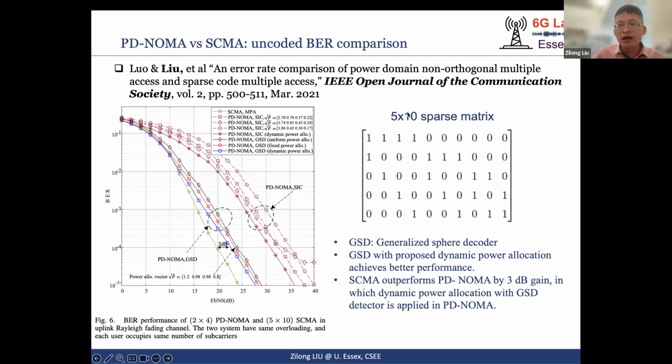In this case, we consider a 5 times 10 sparse matrix where every user is given 5 subcarriers, all right? However, among these 5 subcarriers, we only send out our signal over 2 subcarriers. So now we can see that both systems will have the same diversity order of 2. Okay, so it is a fair comparison. Now you can see the power domain NOMA performance using SIC. We can see that performance actually is pretty bad. But even if we use the generous sphere decoder, you may simply regard this as an ML receiver, we can see that still using SMA, we are able to achieve about 3 dB gain.